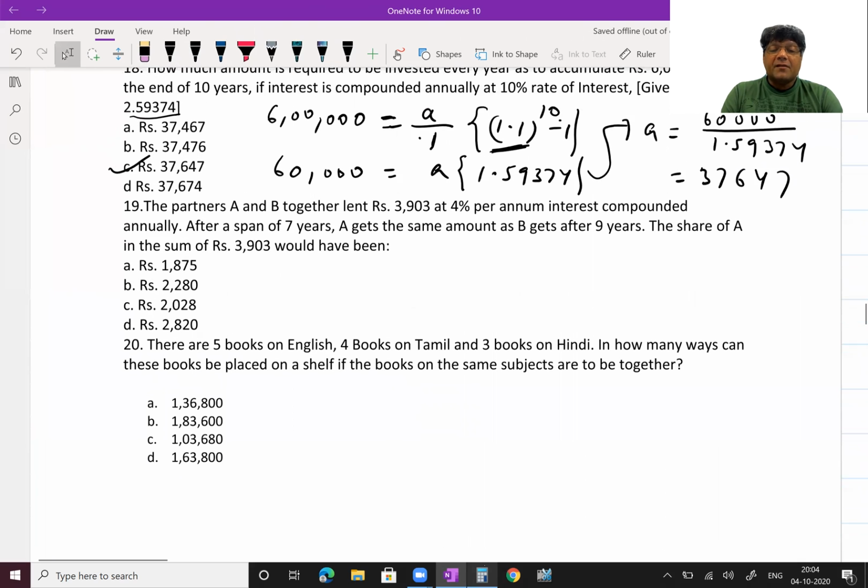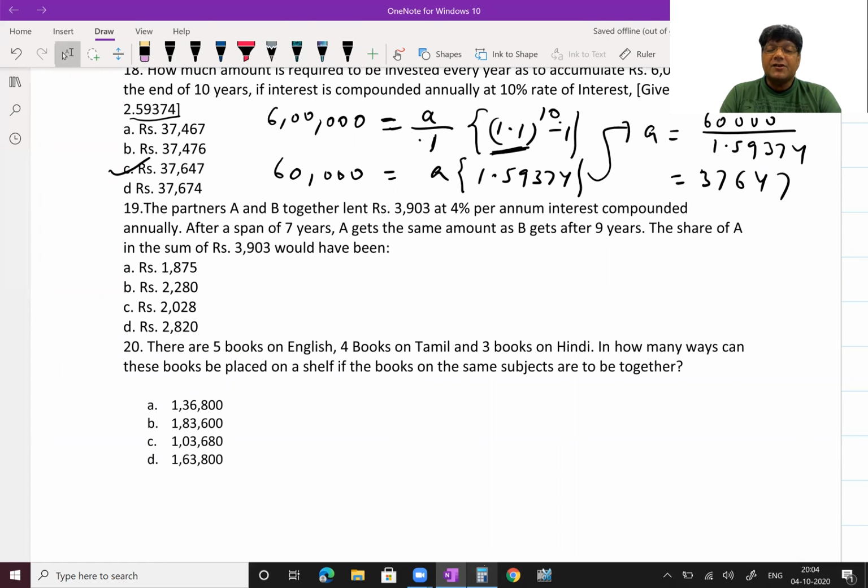Question number 19. The partners A and B together lent rupees 3903 at 4% per annum interest compound annually. After a span of 7 years, A gets the same amount as B gets after 9 years. Yeah, this is a good question, right? Look here. A and B together invested 3903. That means if I suppose A's amount to be X, then automatically B's amount will be 3903 minus X. Now, rate of interest given, they are saying after a span of 7 years, A gets the same amount as B gets after 9 years.